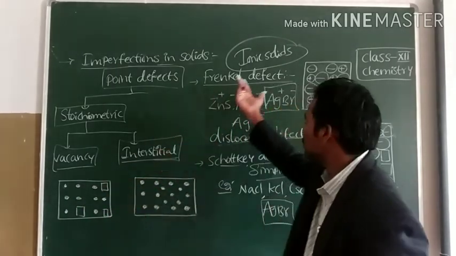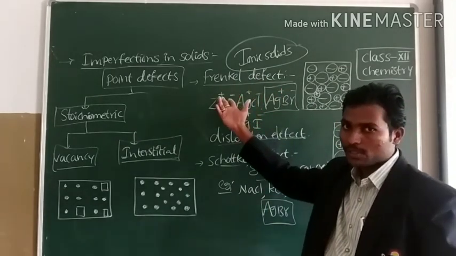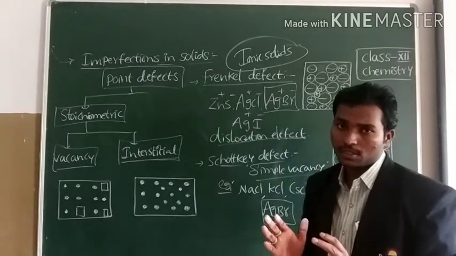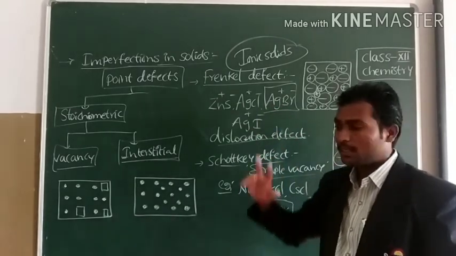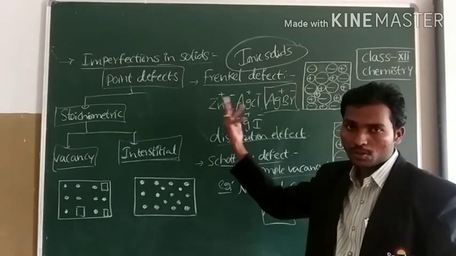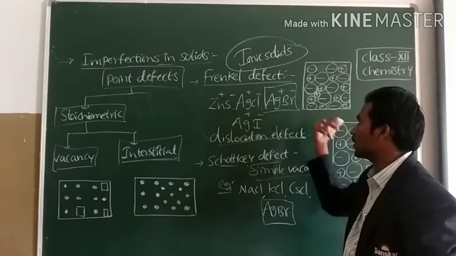So ionic solids possess Frenkel defect and Schottky defect. Frenkel defect occurs in ionic solids when there is a large difference between the size of the cation and anion, and this is also called dislocation defect. That means dislocation of cation from one site to another site. This is called Frenkel defect.